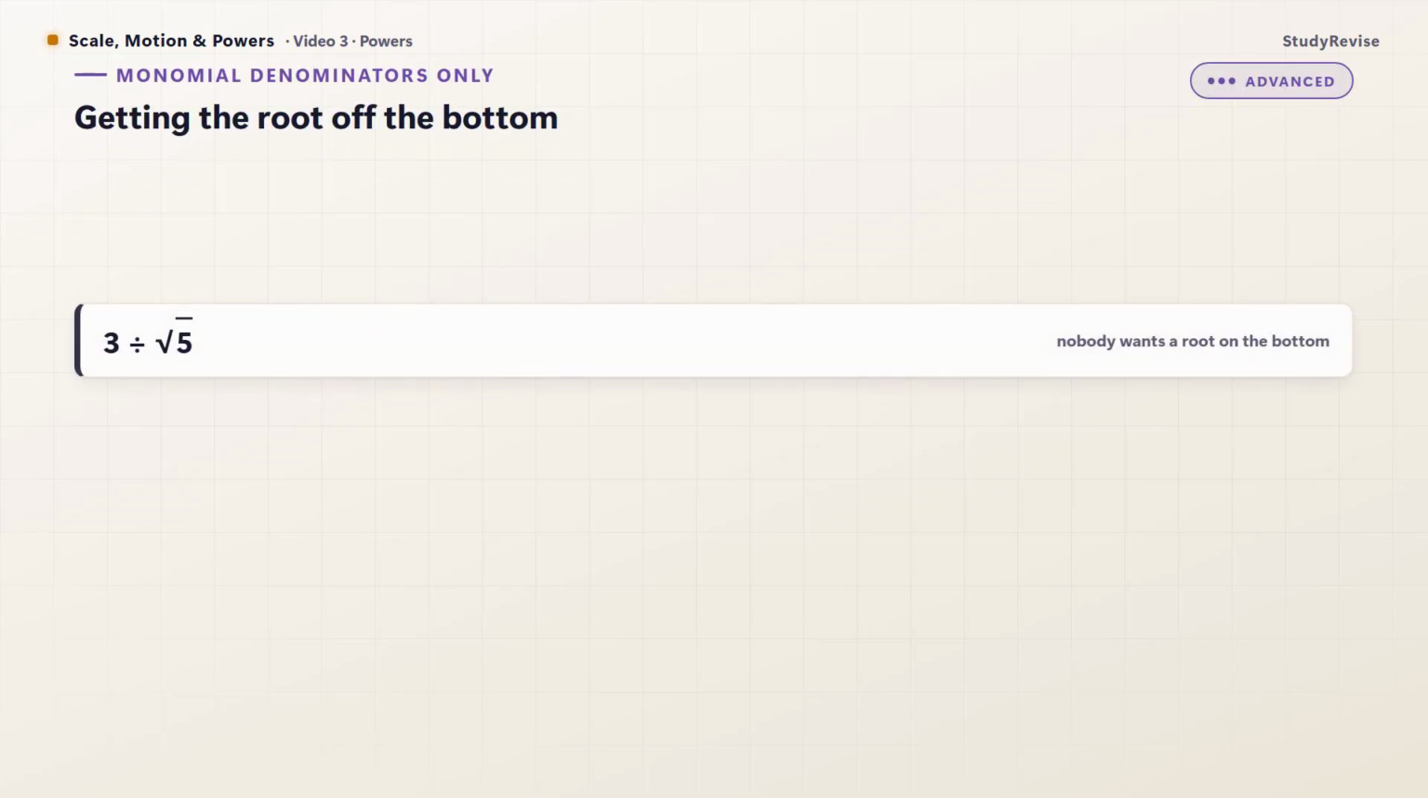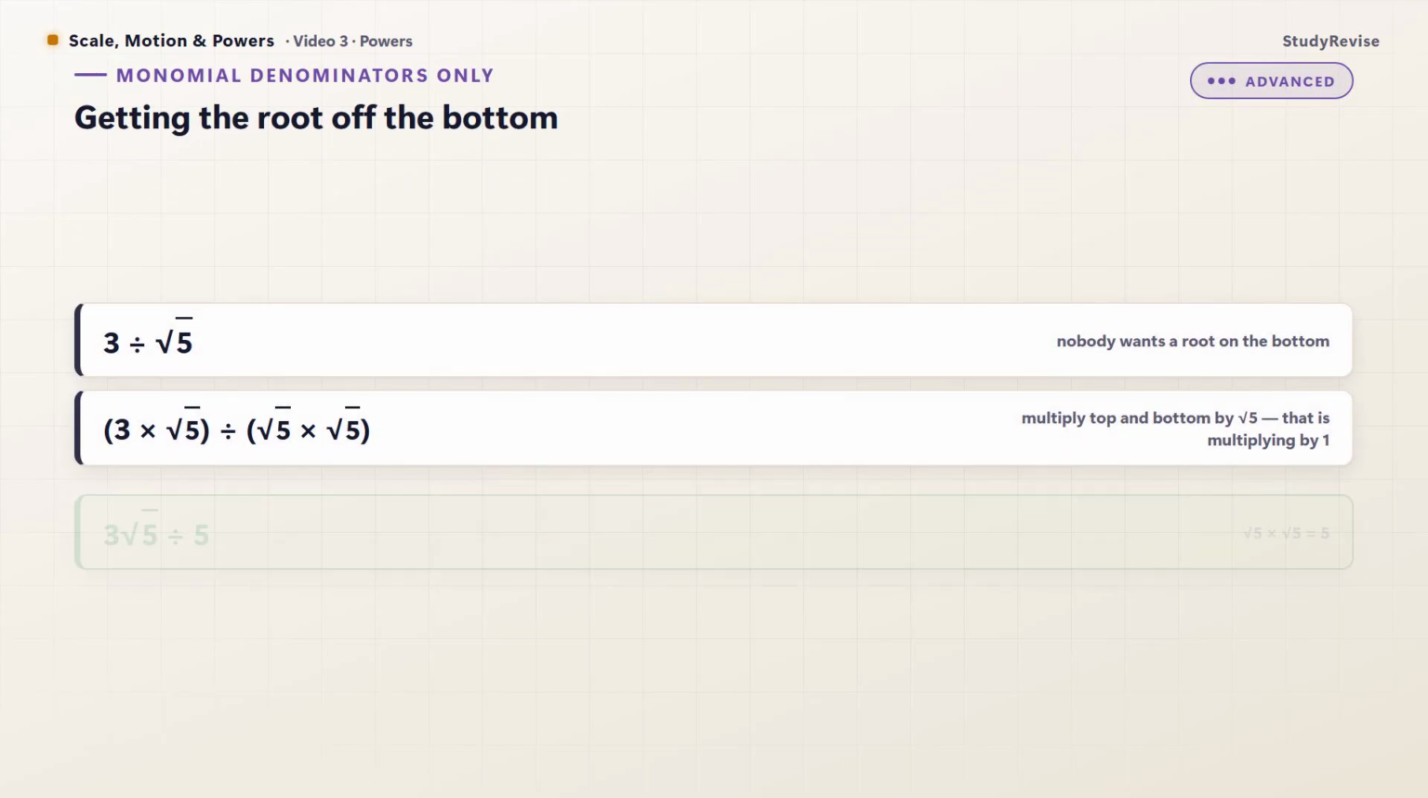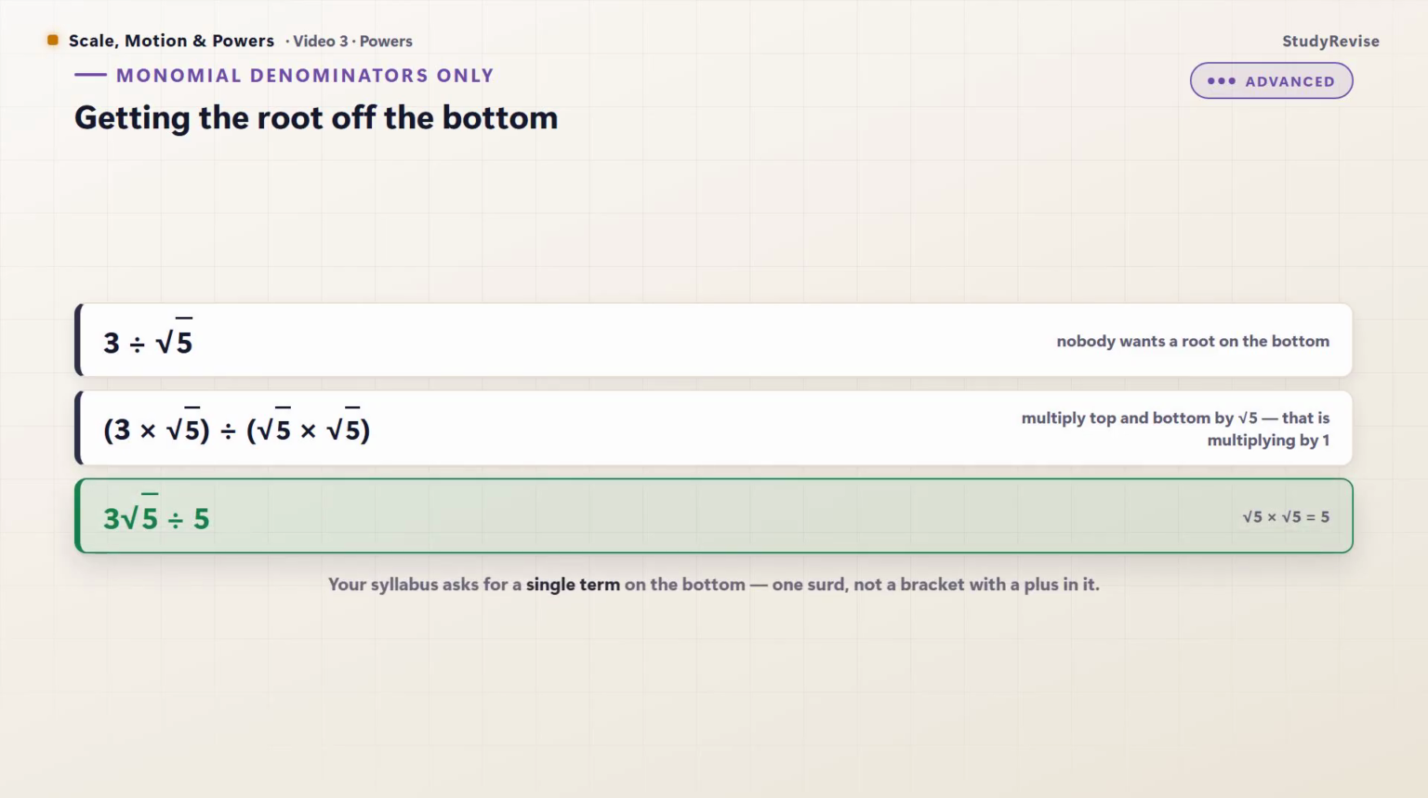Now rationalizing, and I want to be precise about the scope here. Your syllabus asks for rationalizing with a monomial denominator. That means a single term on the bottom, 1 surd, not a bracket with a plus in it. The idea is simple. Nobody wants a root on the bottom of a fraction, so we move it upstairs.